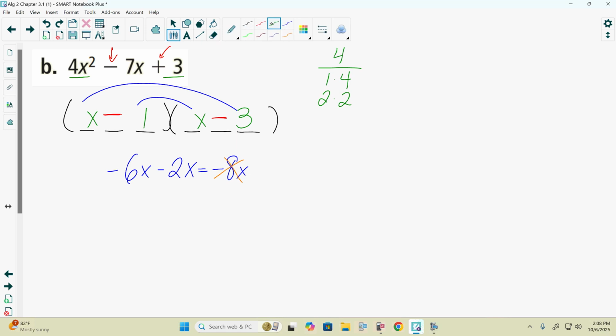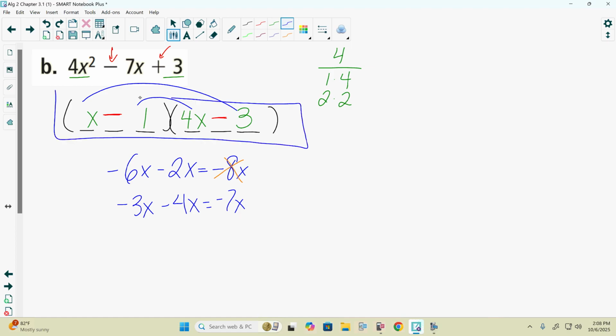So that means we have to change our x terms from 2 and 2 to 4 and 1. Do we want to put the 4 with the first x or the second x? Second. And we can try again. X times negative 3 would be negative 3x. Negative 1 times 4x would be negative 4x. And negative 3x minus 4x would be negative 7x, which would be our correct middle term.